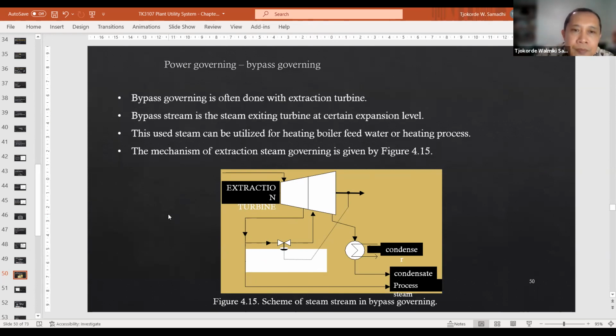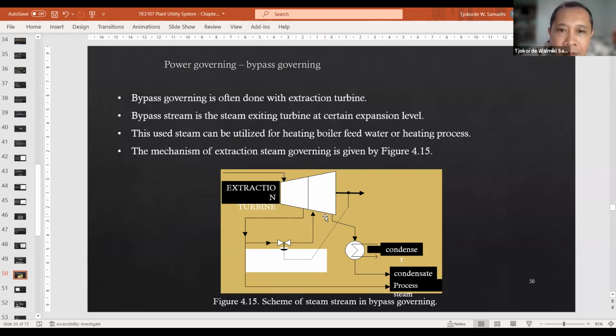Okay, so a bypass stream is steam exiting the turbine at a certain expansion level. This one here is called an extraction stream or bypass stream. You can use this for any other purpose, for example, for heating purposes. But you can also return some of the bypass steam back to the turbine as a way to control the steam flow rate.